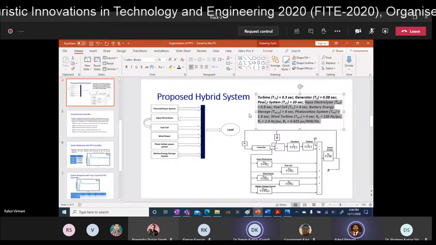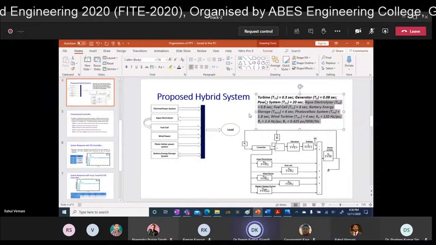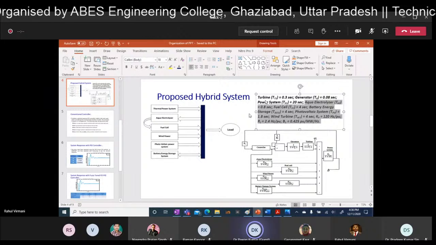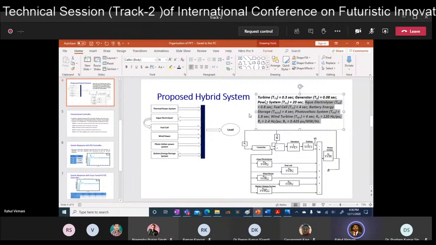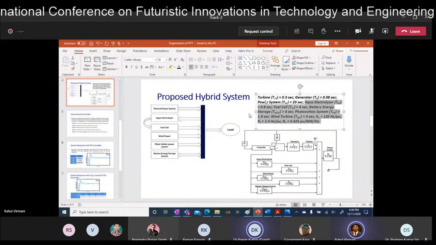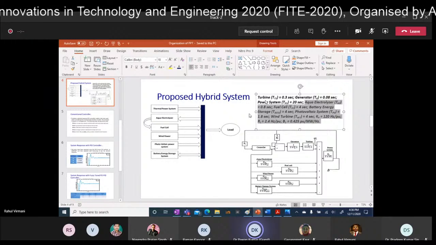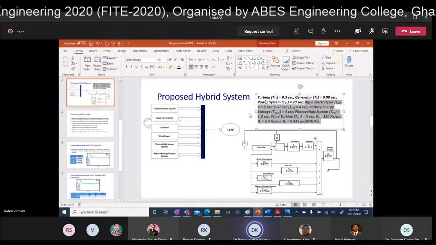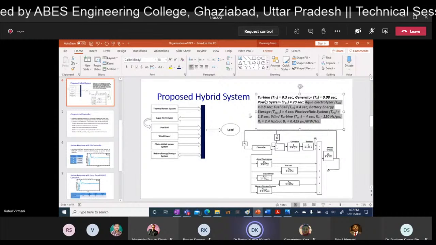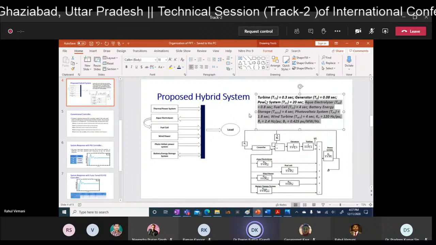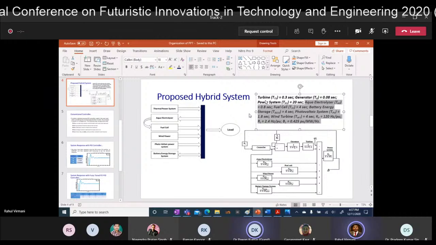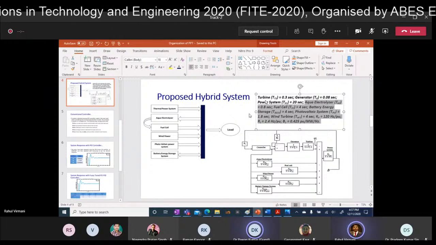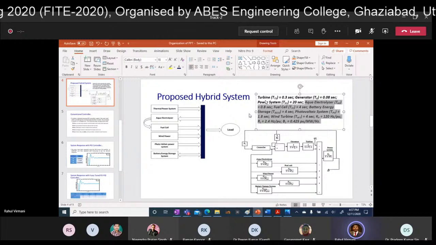Why is the time constant of the power system much more than the turbine time constant? I couldn't understand that. Why is the time constant of the power system much more than the turbine's time constant? Okay, you are saying why TP is much higher than TT1? Okay, TT1. Why is TP much higher than TT1?